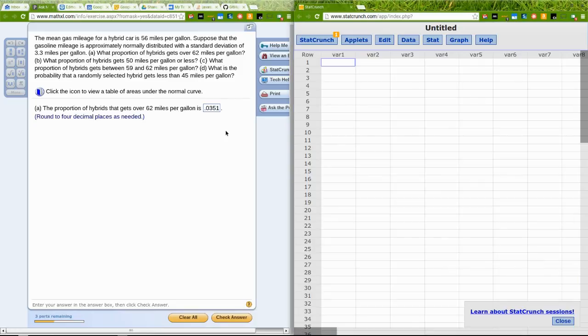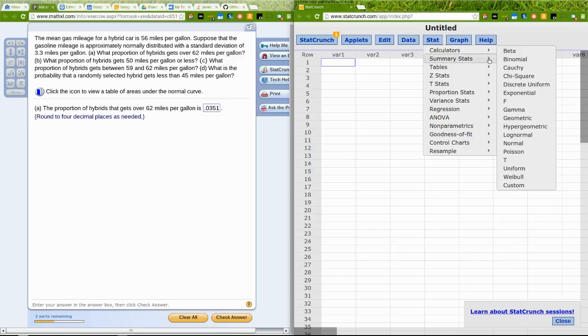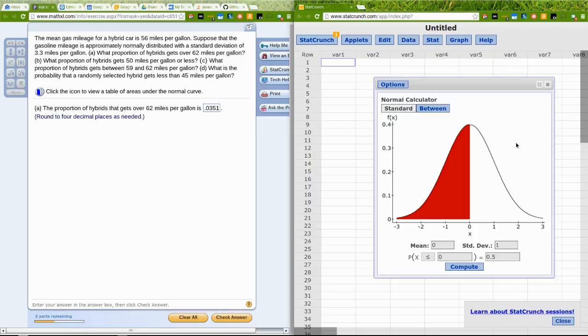So probably when you open StatCrunch, you get something that looks like a spreadsheet. It's not really a spreadsheet. But since we're talking about a normal curve here, and we're told that it's approximately normal, we can use what's called the normal curve calculator. There are a lot of different kinds of distributions. Statistics can be distributed in a lot of different ways. We're told this is normal, so we can use the normal curve calculator. It gives us this nice bell curve with a mean of 0 and a standard deviation of 1. That, of course, is the standard normal curve.